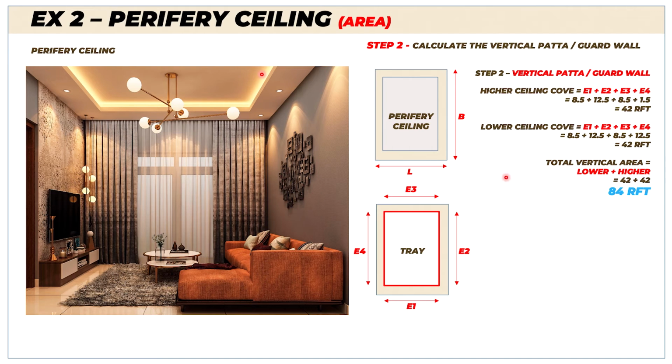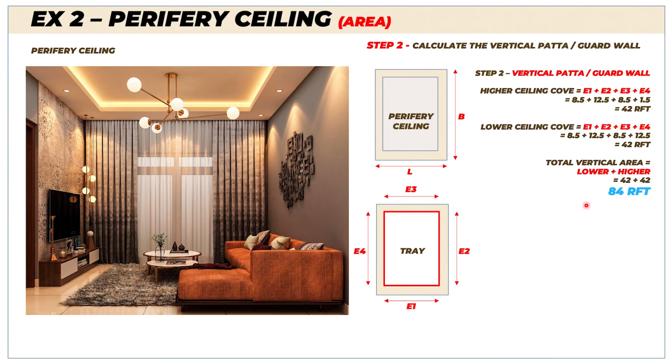So how do we calculate that? For higher ceiling cove, we will just add the width of all the edges, which is E1, E2, E3 and E4. So this will be the higher cove ceiling. So this will come around 42 running feet. Similarly, we will calculate the area for lower ceiling cove as well. That is again going to be the same, because the internal cove for higher ceiling is also starting from this central rectangular edges only. This is how we calculate the area for your guard wall and your vertical patta. This again is coming to 42 running feet. So total vertical area for both the pattas which are running inside the cove would be 84 running feet. So this is how you calculate the area.